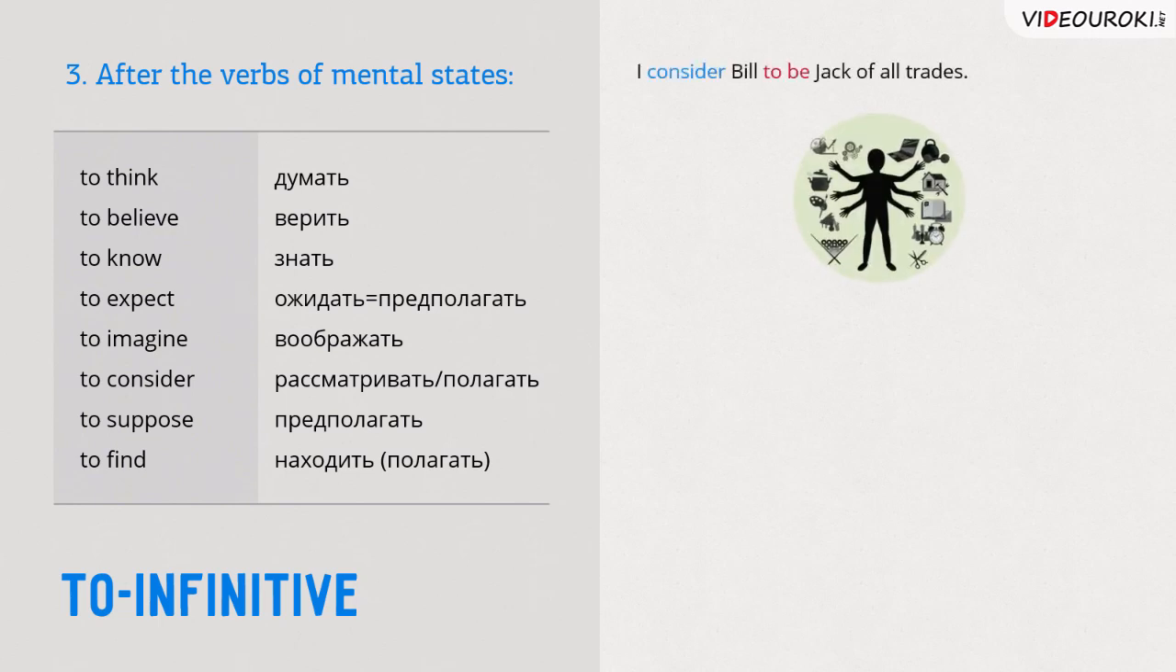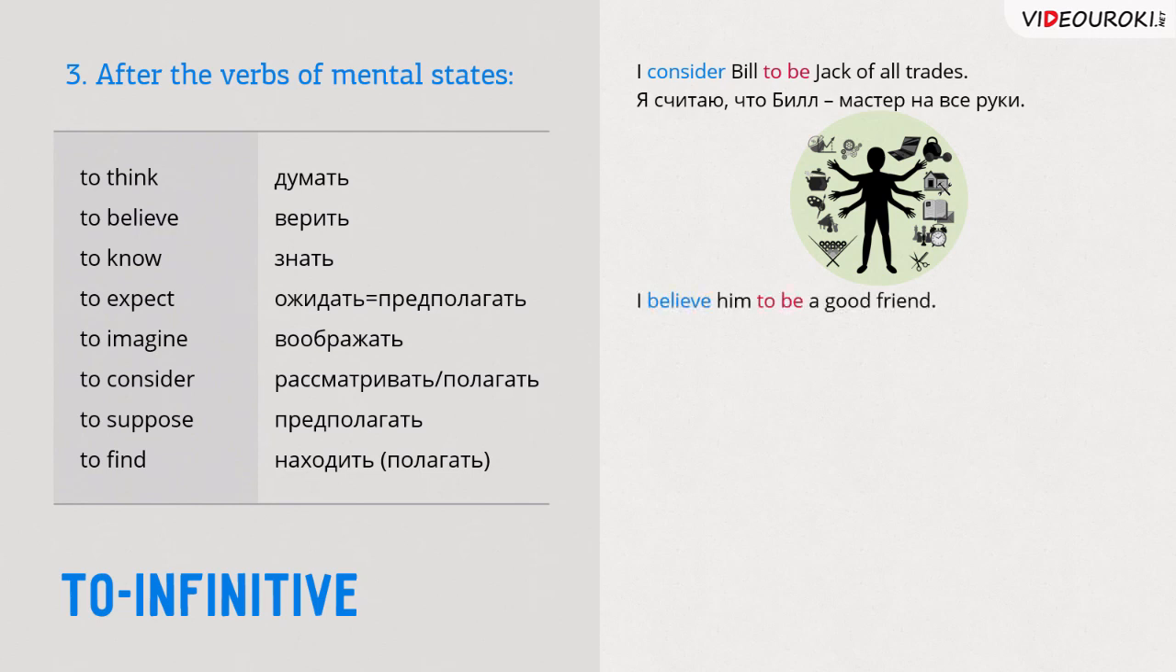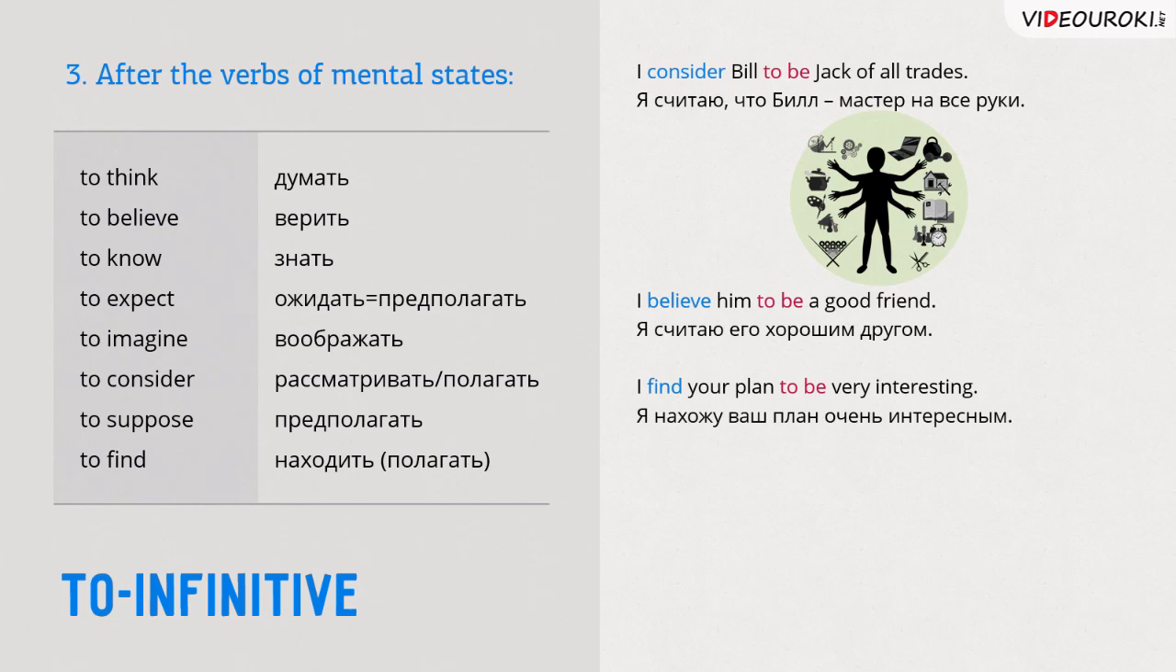Examples. I consider Bill to be jack of all trades. Я считаю, что Билл мастер на все руки. I believe him to be a good friend. Я считаю его хорошим другом. I find your plan to be very interesting. Я нахожу ваш план очень интересным.